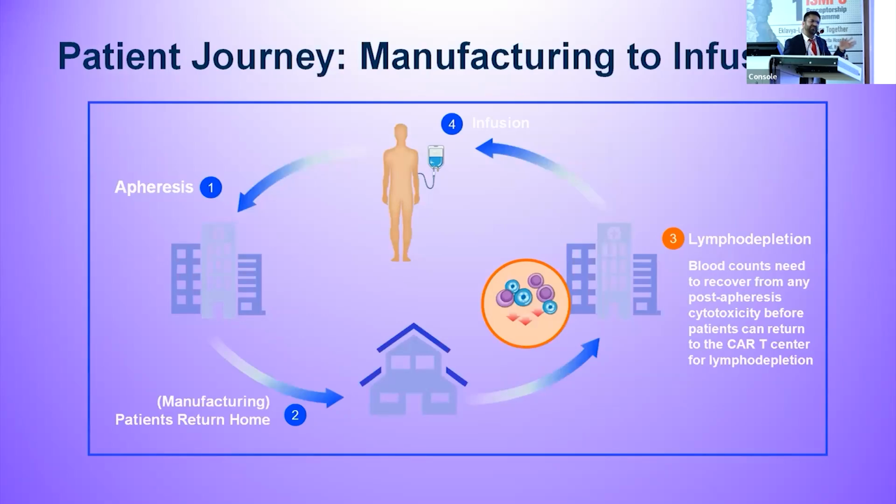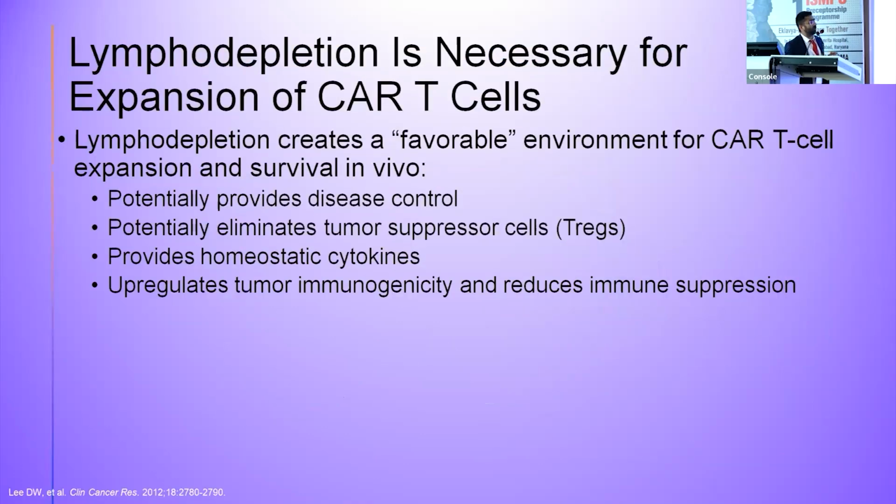So, there are many different ways of approaching this, and many centers are using many different approaches. The patient journey we have seen: the apheresis, the transduction, the expansion, and the infusion. So why is lymphodepletion necessary for expansion? It not only potentially reduces the disease burden, but also eliminates the Tregs, the tumor suppressor cells which create an immunosuppressive environment, and also provides the most important point, homeostatic cytokines, which is IL-7 and IL-15.